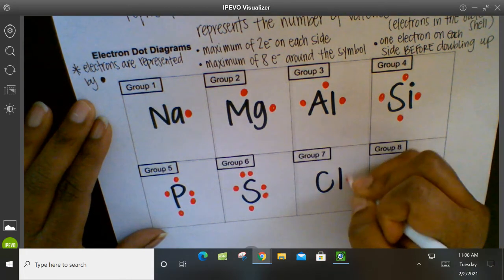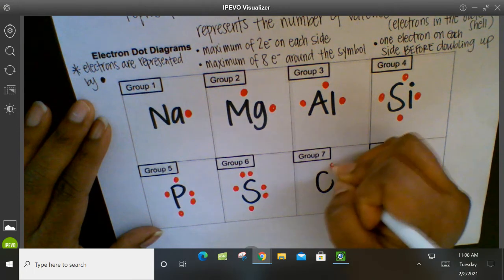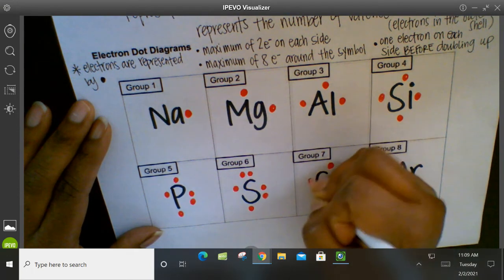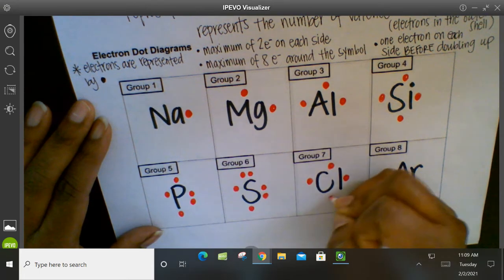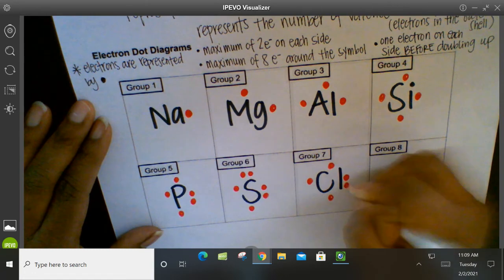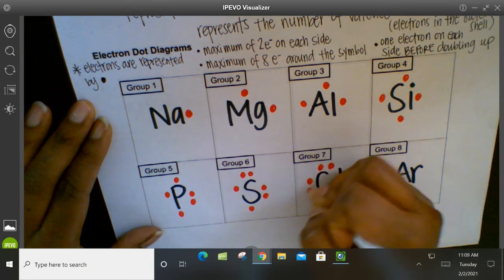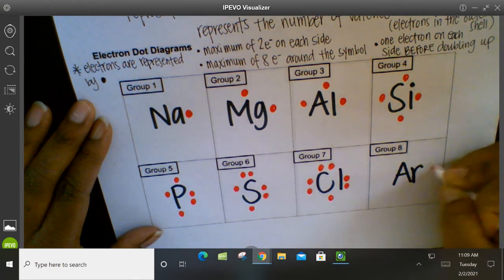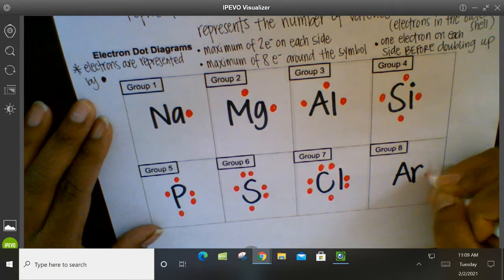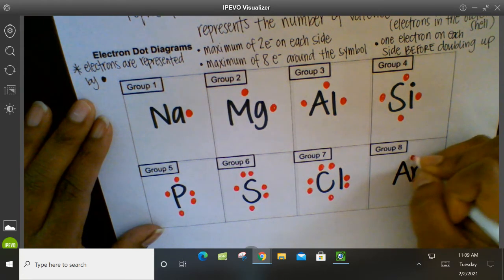Chlorine and its family members have 7 valence electrons, and so we'll have 7 dots here. Trying to close them here. And then argon is in group 8 with 8 valence electrons, and so we'll have 8 dots around argon.